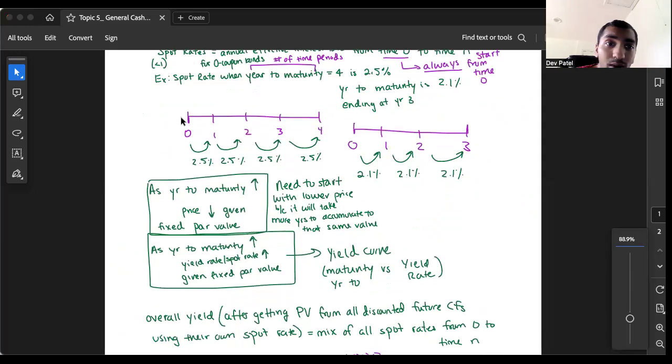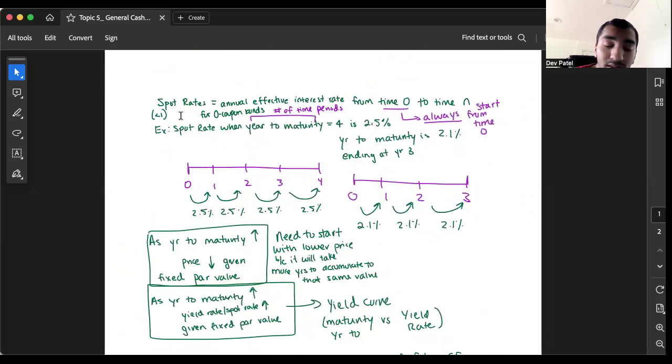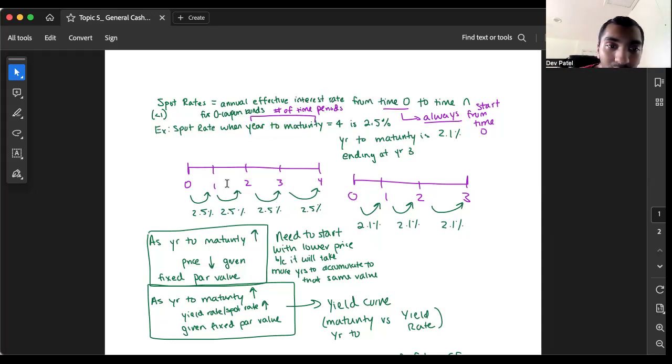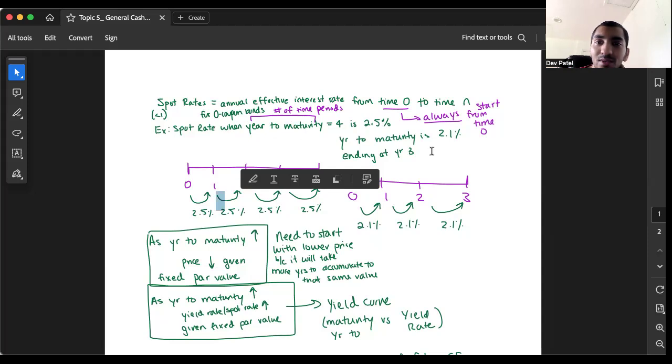So let's think of an example. You can have a price at time 0, and then you can say, okay, the spot rate for year to maturity 4 is 2.5%. What's the value at time period 4? Then you just apply the spot rate in the same way you would apply interest rates. The main thing I would say is you really need to understand that spot rates start at time period 0.